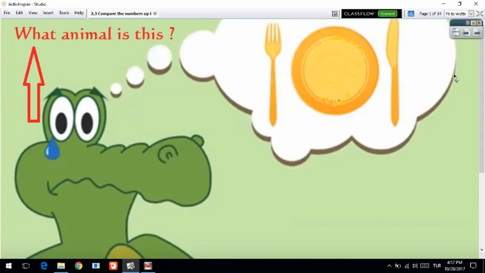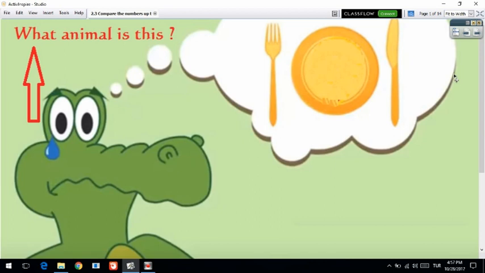Today's lesson we are going to learn how to compare numbers up to 100,000. So this is the first page. In the first page we have an animal. So what kind of animal is this? As you see, this is a picture of a crocodile that eats everything in the water, right?